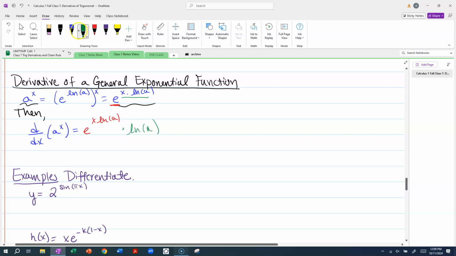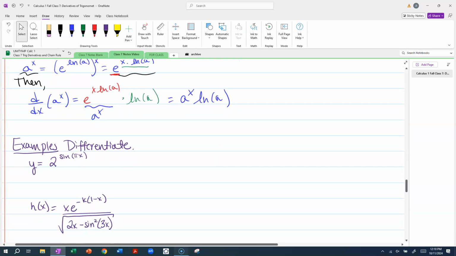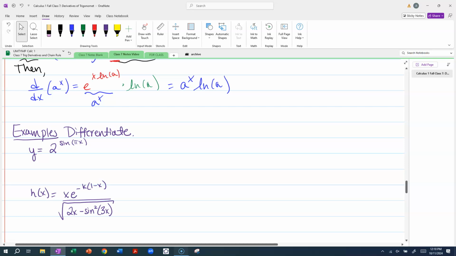And this whole thing here is exactly what we had above, and so this is the same as a to the x. Okay, so that's where I can say that the derivative of a to the x is a to the x ln of a. So I need the chain rule to formally explain why the derivative of a general exponential function is what it is. All right, let's do our chain rule practice problems.